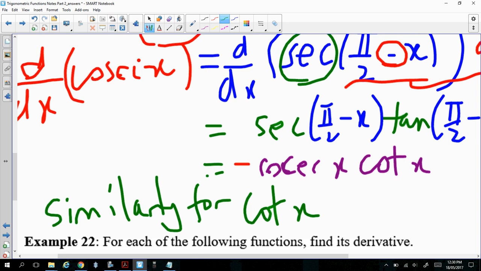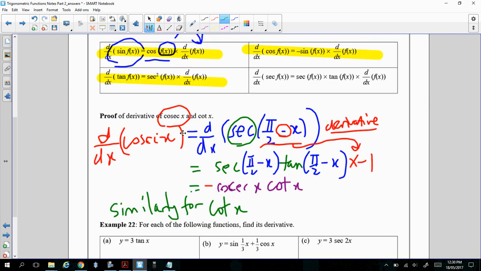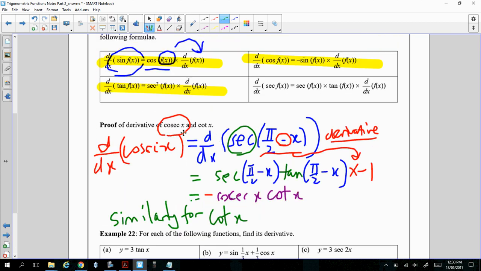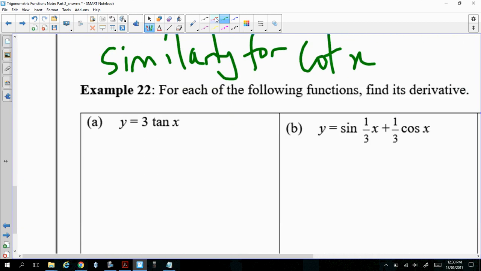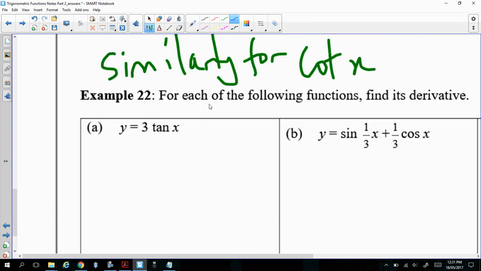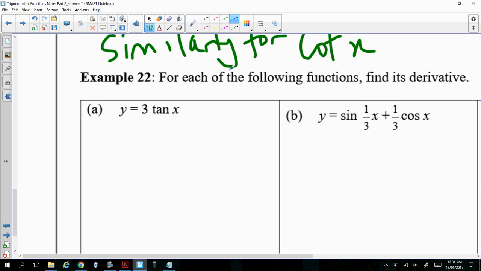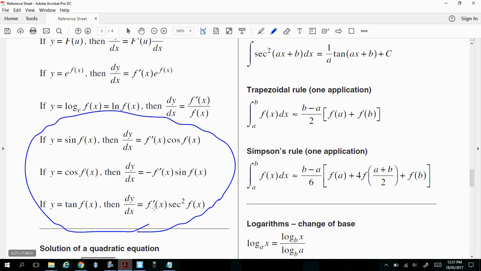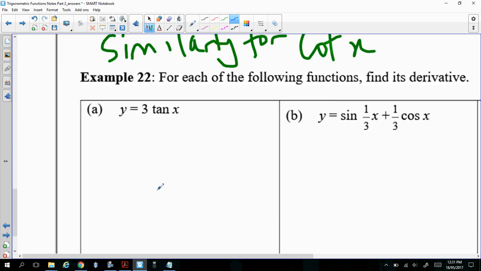Okay, after this, we're going to differentiate a variety of functions. We'll now apply these formulas to differentiate. Remember, some of the formulas are on the formula sheet. We'll start with the first one: differentiate 3 tan x. How do we do this? We just look at the formula sheet. We ignore the 3, just write 3 times the derivative of tan. Derivative of tan is sec squared x. So the answer is 3 sec squared x.